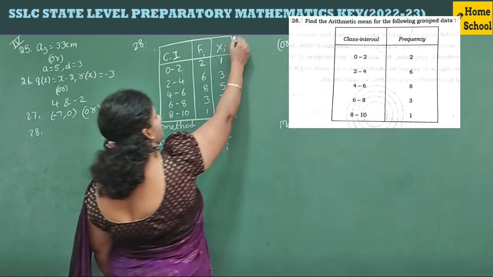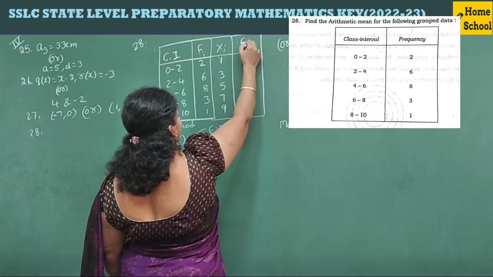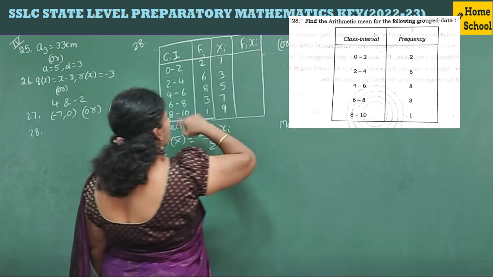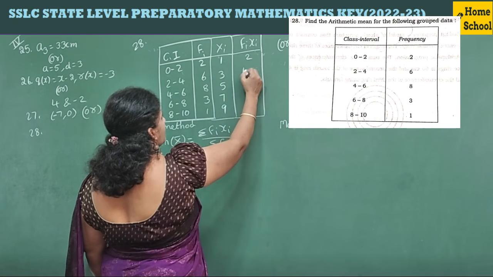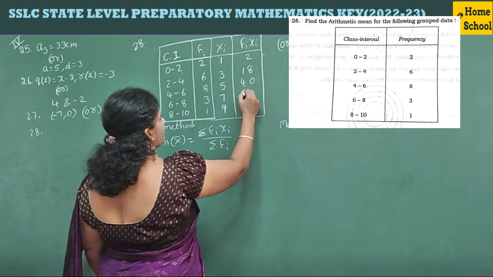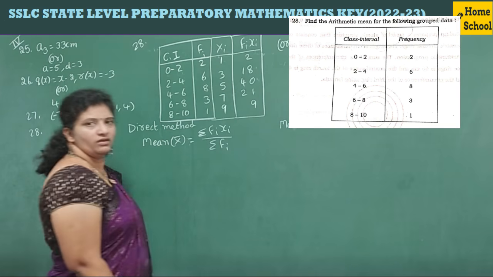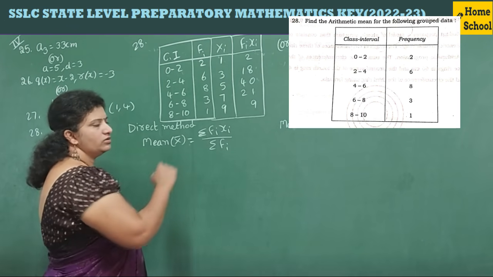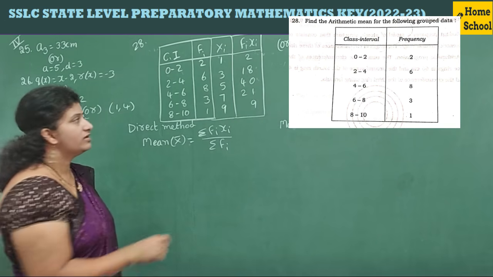Now, next column. Take one more column and write here fi xi. Multiply these two. 2 ones are 2. 6 threes are 18. 8 fives are 40. 3 sevens are 21. 9 ones are 9. Right? Now in order to substitute in the formula, we should get summation fi xi.